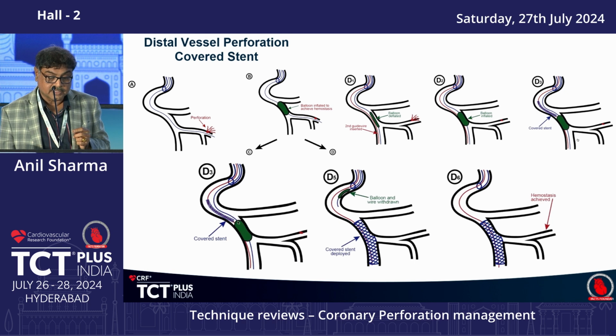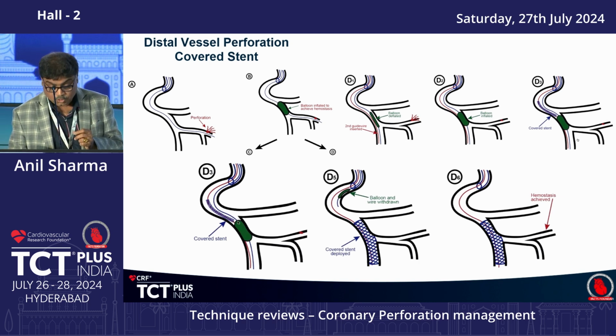Then there is a balloon. You can put the other wire also here. So distal, proximal to the branch, anything can be done. Like here I have to put the covered stent here. So covered stent in the main artery at the origin of the small vessel, so it stops there.